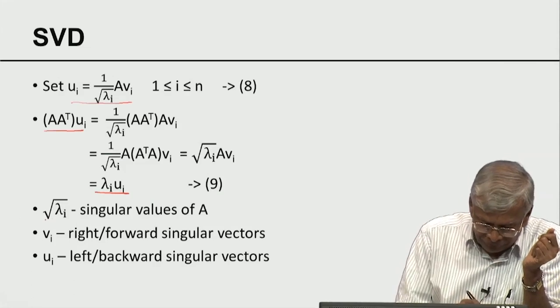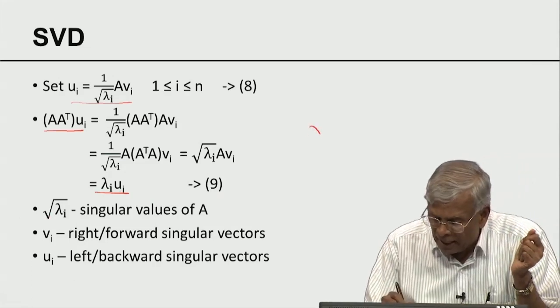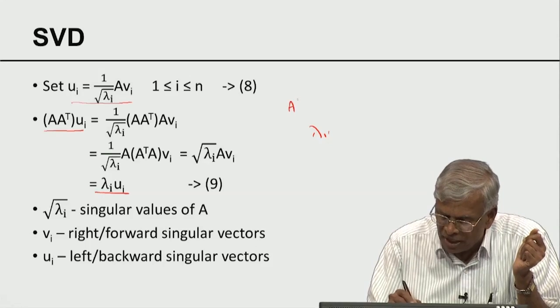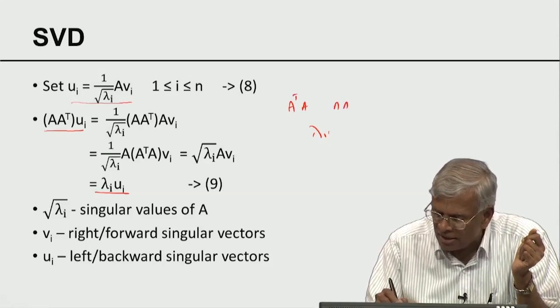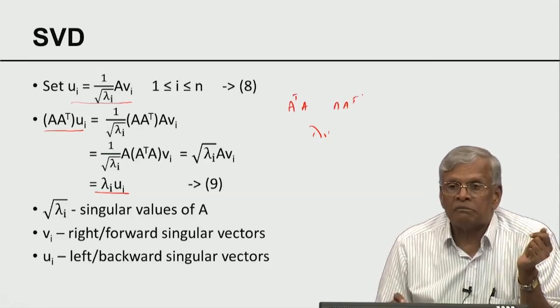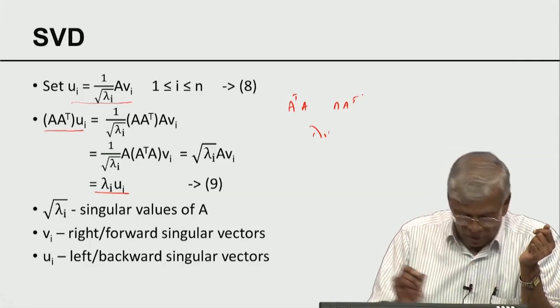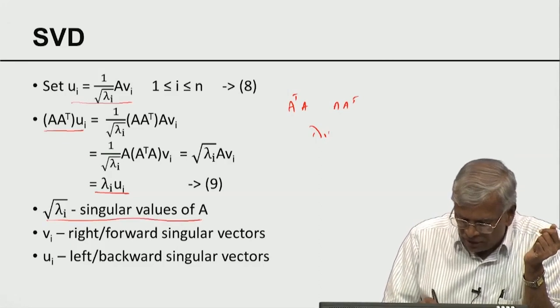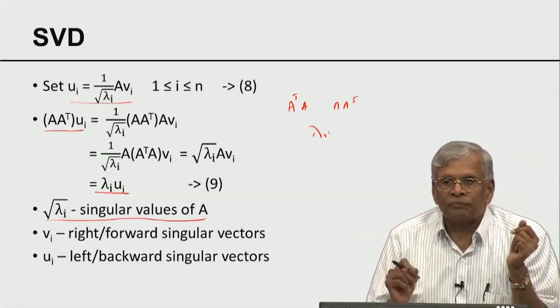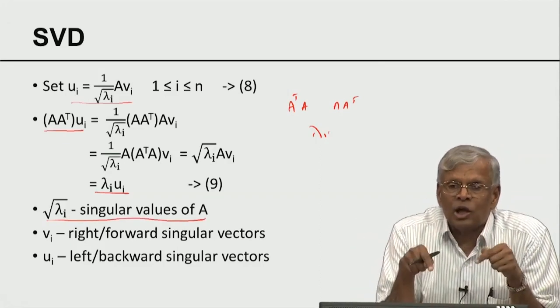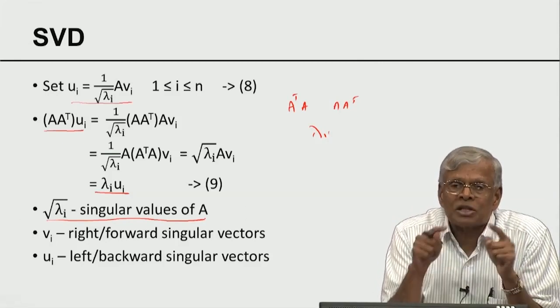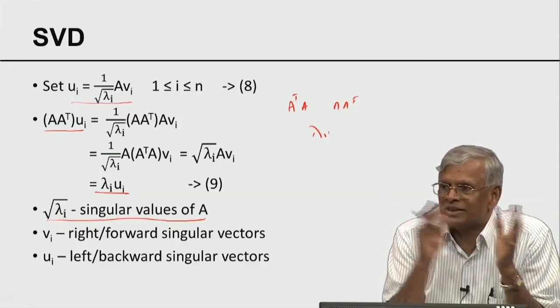In this context, the lambda_i are the eigenvalues of A transpose A as well as A A transpose. Both of them are matrices of the same size. So square root of lambda_i is called the singular value. That is the definition: the singular value of a matrix is the square root of the eigenvalue of the Gramian.